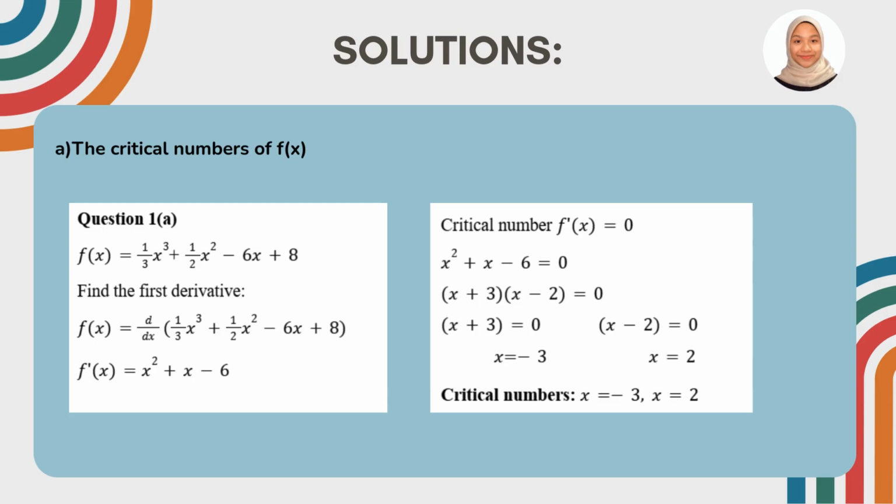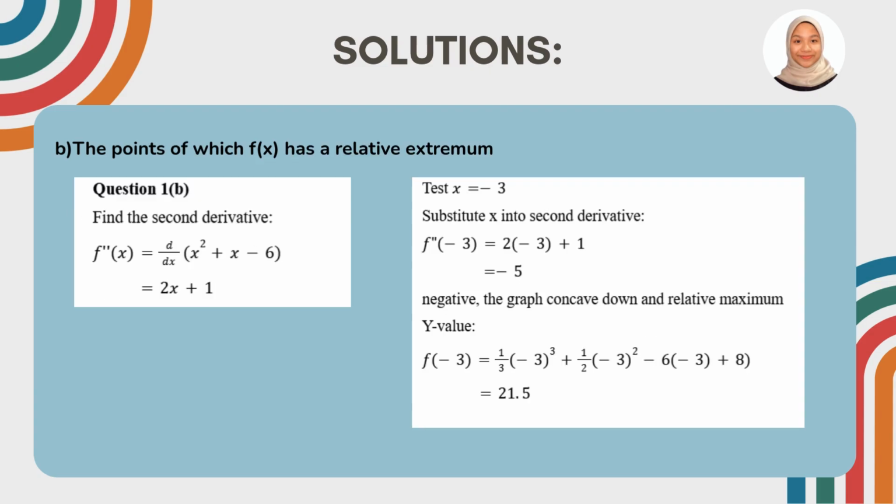Then we have to factorize it. (x + 3)(x - 2) = 0. So the first critical number: x + 3 = 0, so we have x = -3. Then x - 2 = 0, so we have x = 2. So the critical numbers are x = -3 and x = 2.